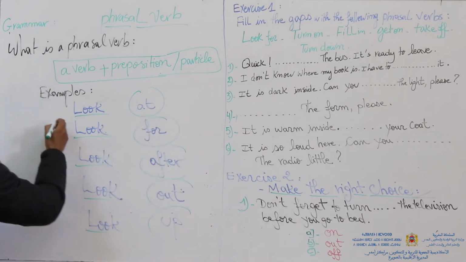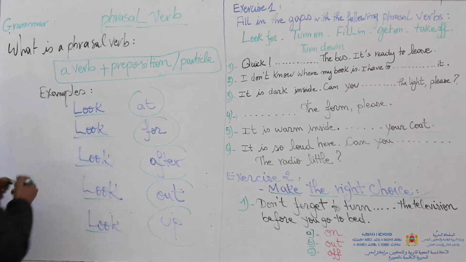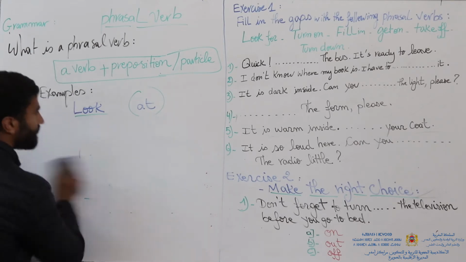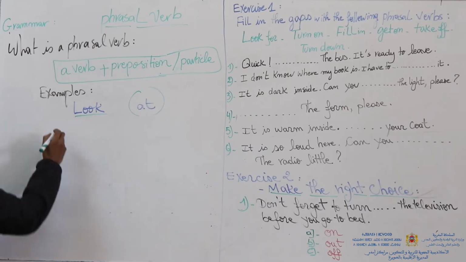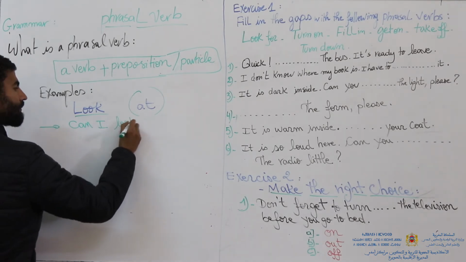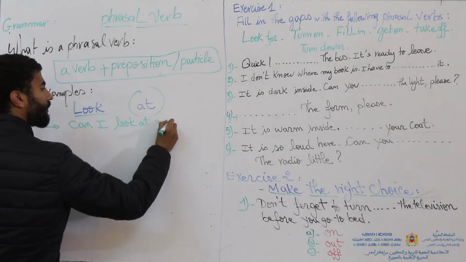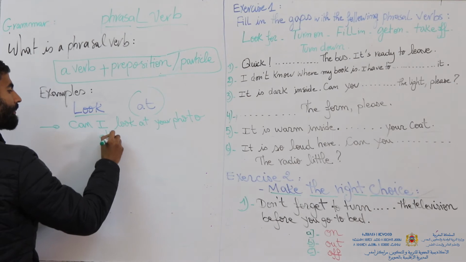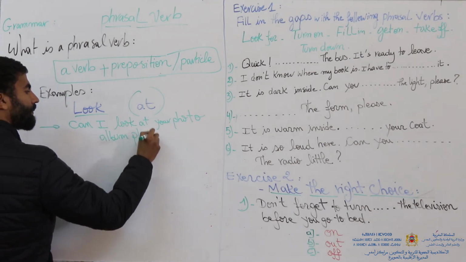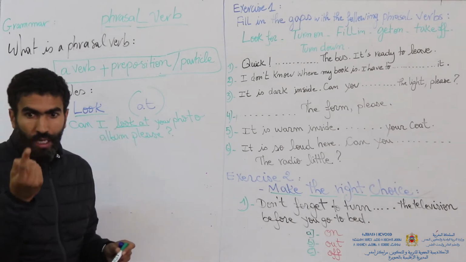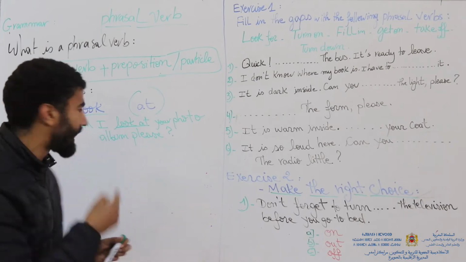I'm going to give some examples. Look at. Can I look at your photo album, please? So look at means to look at. This is the phrasal verb, to look at.